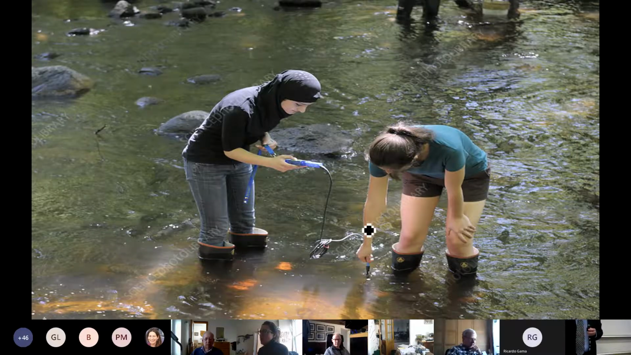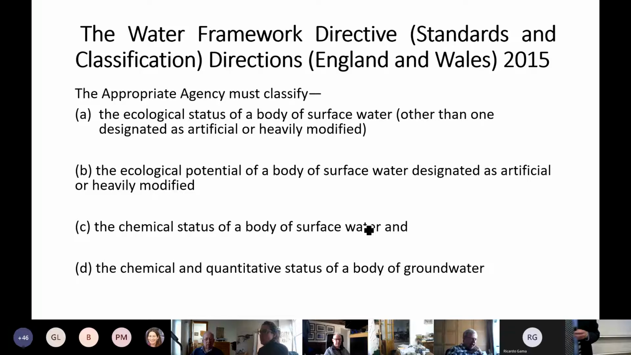Let's finally then come on to monitoring, and how does this all fit together? How do we know that it's working or not? Now, this is not a regulation. It comes under the Water Framework Directive Standards and Classification Directions of England and Wales 2015. But you can Google it up. It's fairly easy to get hold of if you want to have a look at it.